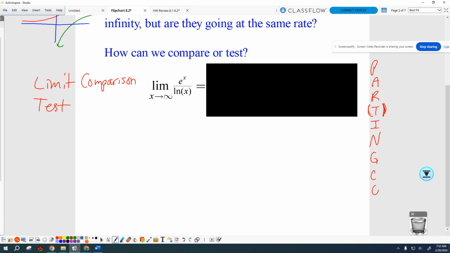But limit comparison test, which is that C. This is full on chapter 9. What, Sean? What? Something, I'm good. All right.